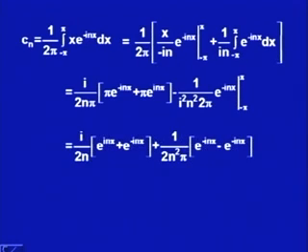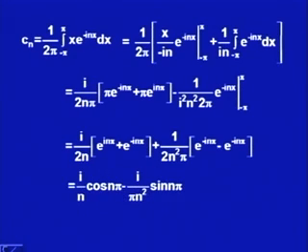Again evaluate it, we get i upon 2 n, this pi I am taking inside, e to the power i n pi plus e to the power minus i n pi, plus 1 upon 2 n square pi, because 1 upon i square is minus 1, e to the power i n pi minus e to the power minus i n pi. Again simplify, we get i upon n cos n pi minus i upon pi n square sin n pi.